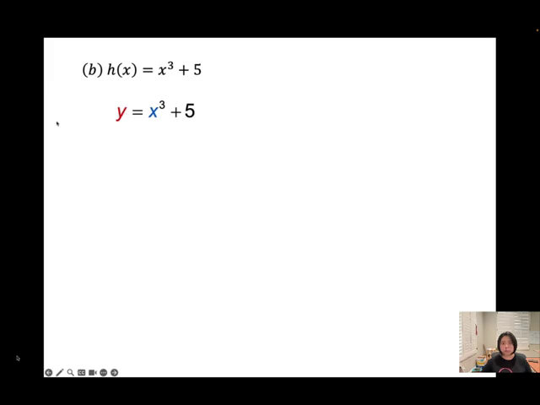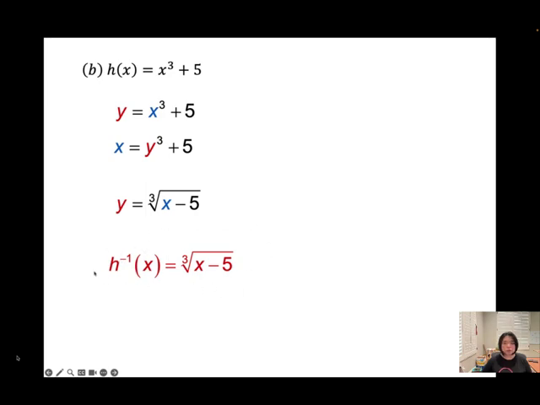Now, step 2, we're going to interchange x and y, and then we're going to solve for y here. So we're going to subtract 5 from both sides and then take the cube root of both sides. Then we replace the y with h inverse. So this is going to be my inverse function.